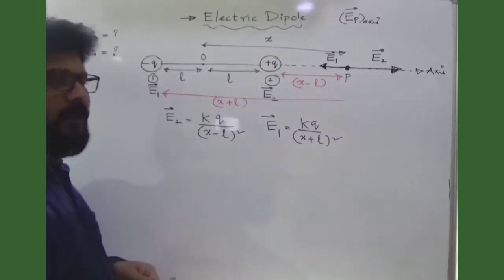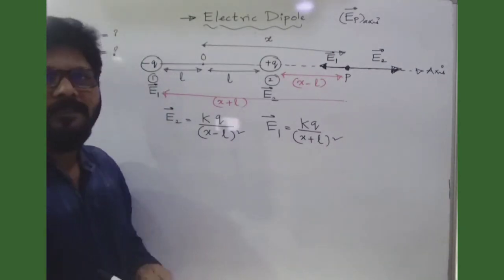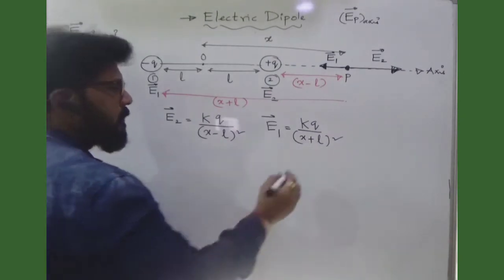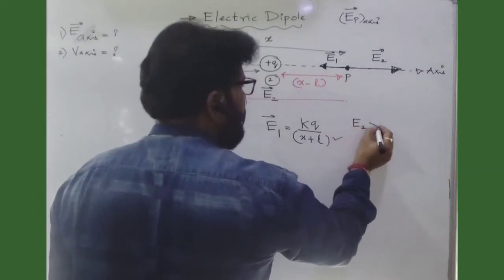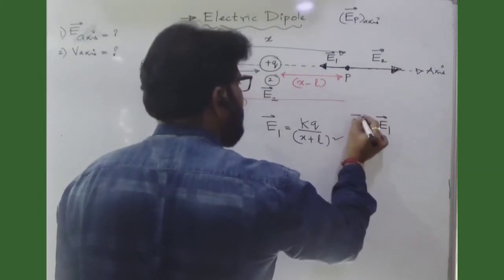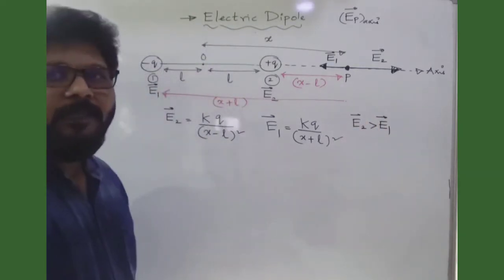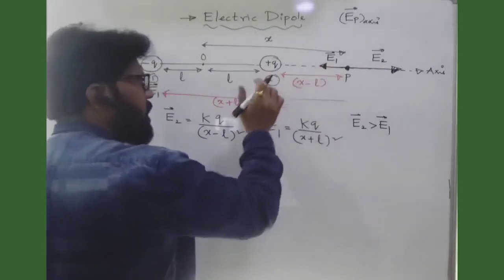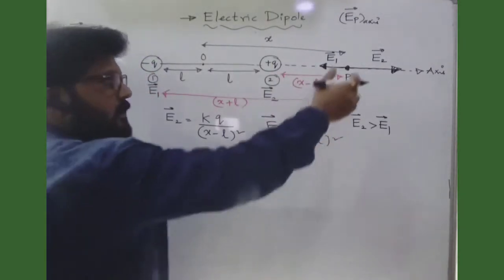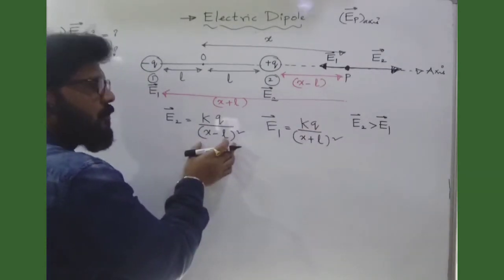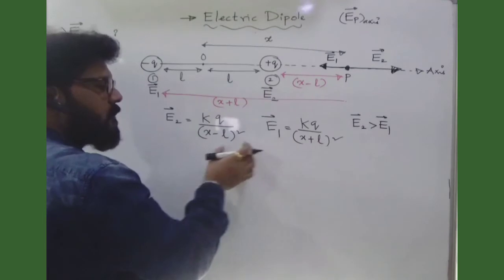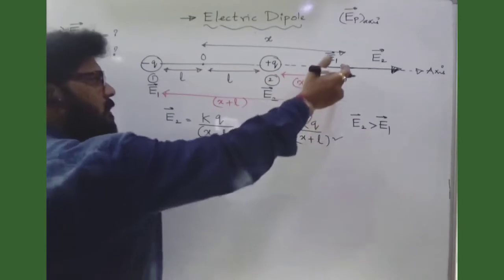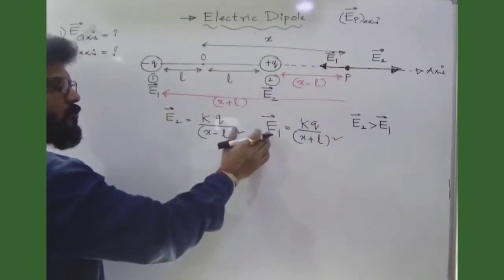Right. Now can you guess which is greater, E2 or E1? Can anybody guess which is greater? E2 is greater than E1. Why do you say E2 is greater than E1? Because this point is very near to the second charge, so E2 is greater. The distance is less compared to the other one. E2 is more because this is very near to the charge, and E1 is very far, so E1 is less.